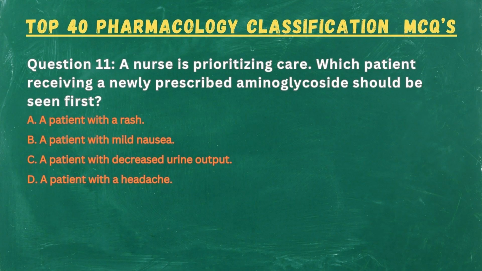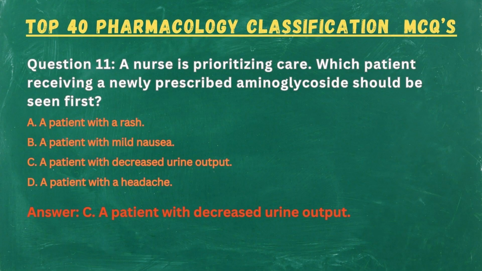Question 11. A nurse is prioritizing care. Which patient receiving a newly prescribed aminoglycoside should be seen first? A. A patient with a rash. B. A patient with mild nausea. C. A patient with decreased urine output. D. A patient with a headache. Answer: C. A patient with decreased urine output.